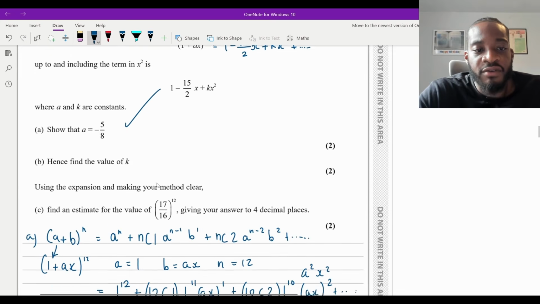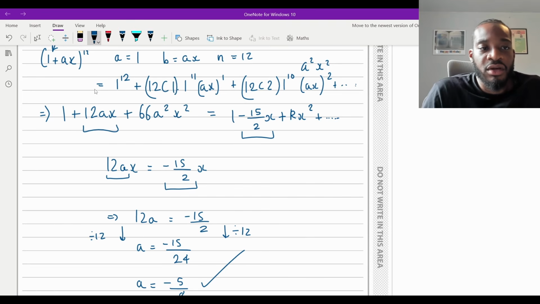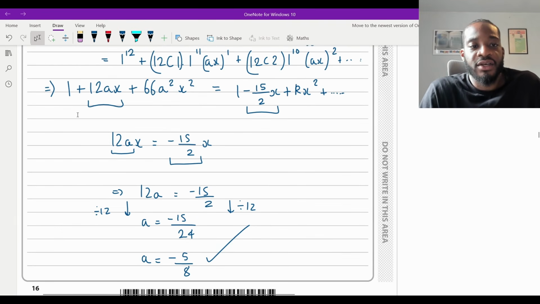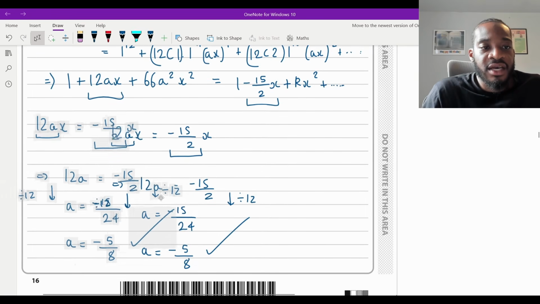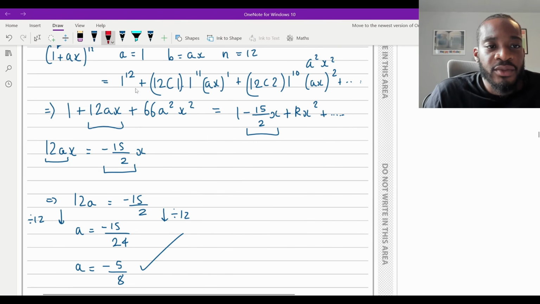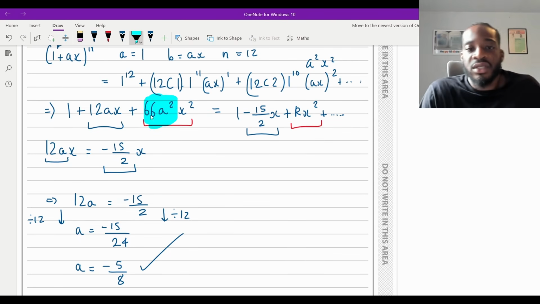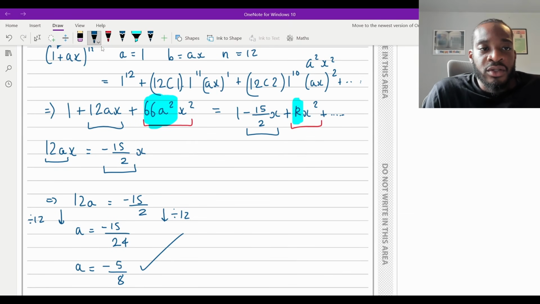Part B says, hence find the value of k. So to find k, we're just going to do the same thing for the square term. Let me move this here. I can do it all on this page actually. So I'm going to move this here, and I'm going to do the other bit here. So the coefficient for the x squared term on this side is 66a squared, isn't it? Remember, a is a constant, so 66a squared is the constant there, and this must equal k. So therefore, I can say that 66a squared has to equal k.